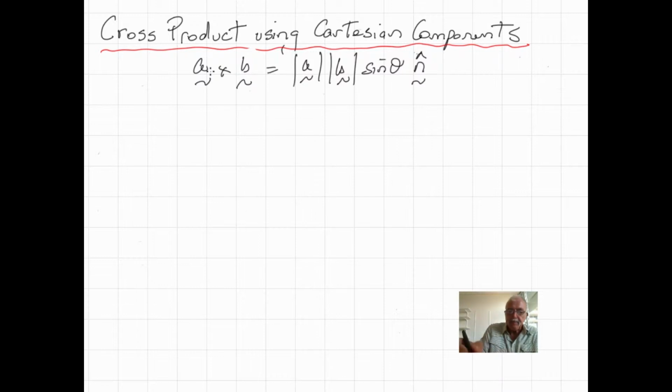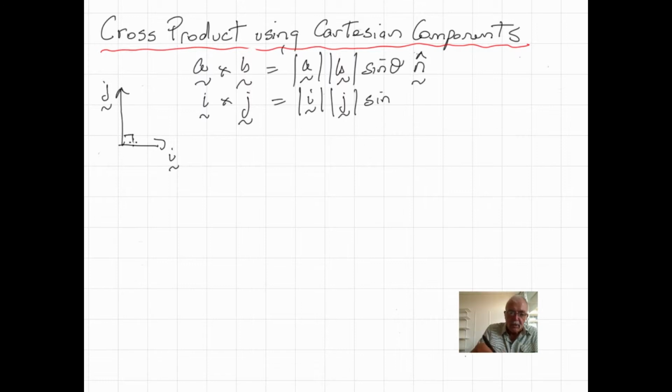All right, so what happens if we just have a look at unit vector i times unit vector j? Using the definition, it'll be the magnitude of i, magnitude of j, sine of the angle between i and j. The i is a unit vector out in the x direction, and the j is a unit vector out in the y direction. The angle between i and j is 90 degrees.